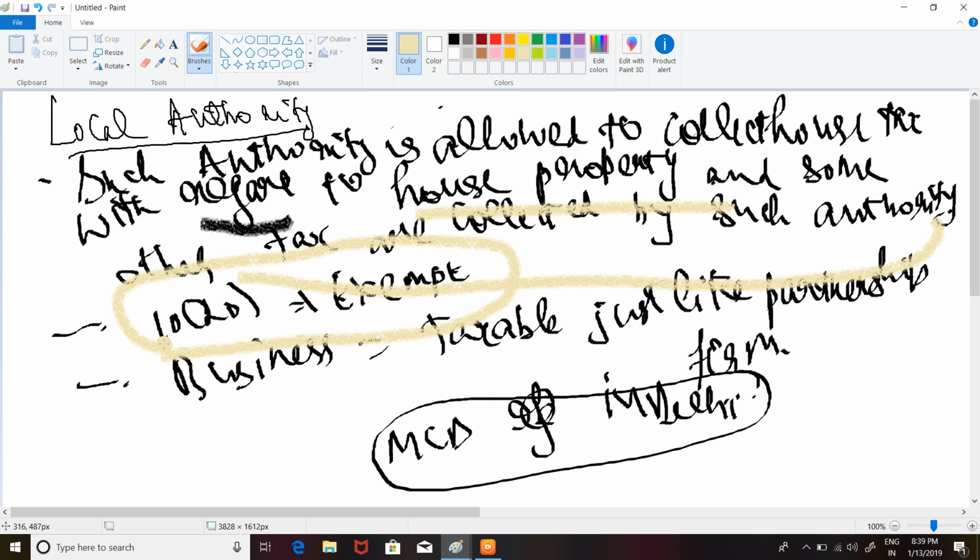But if such an authority is doing any business, then the income from that business shall be taxable, just like a partnership firm. Okay, just like a partnership firm.